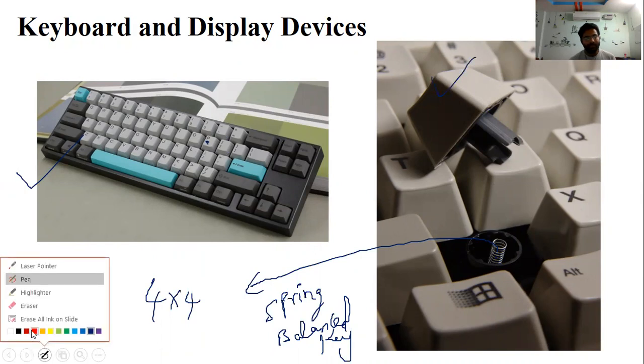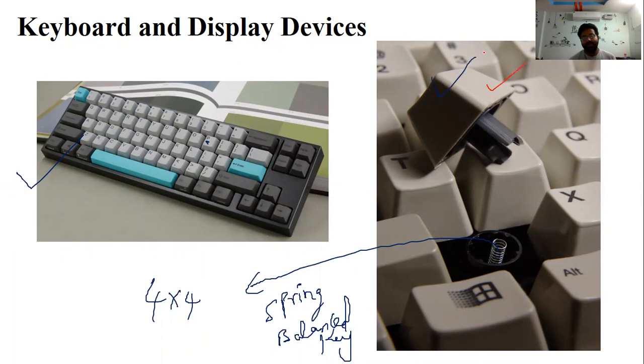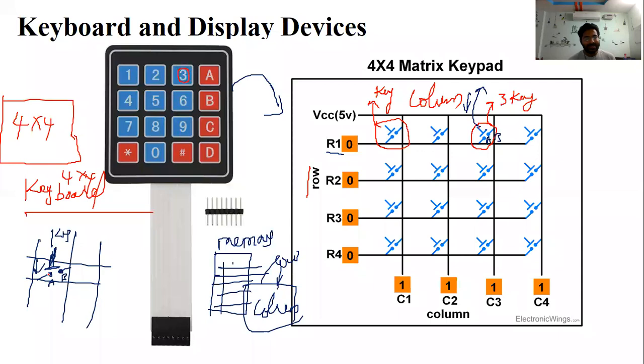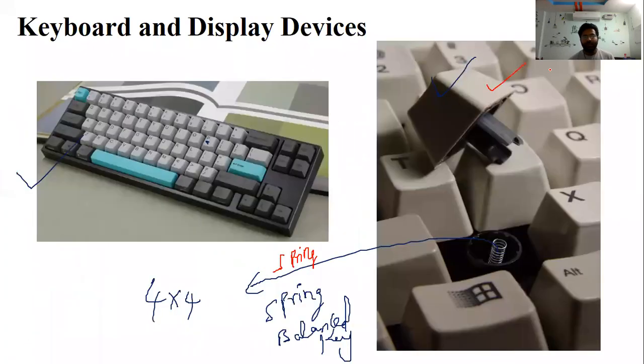So this is the spring. When you press this key, what will happen? It touches both the A and B ends. Then when you release the key, because of the spring action, the key moves back to the initial position.